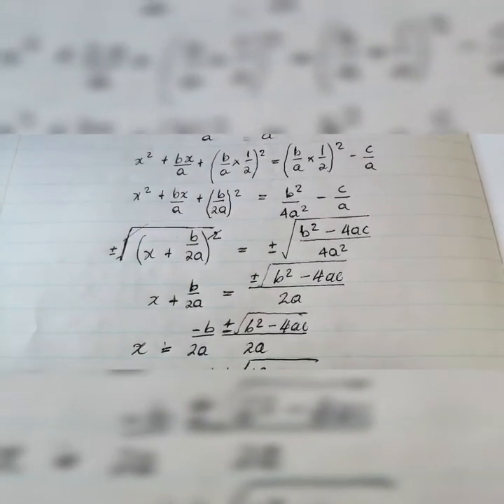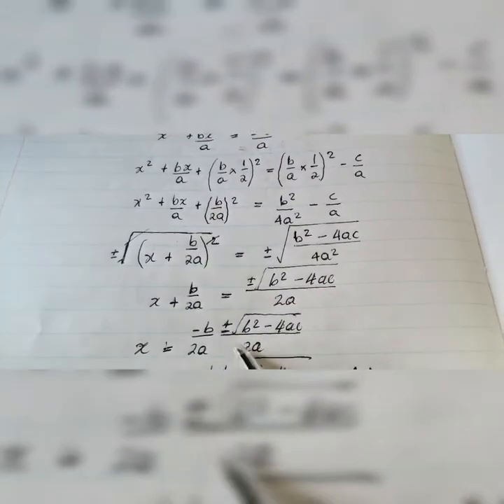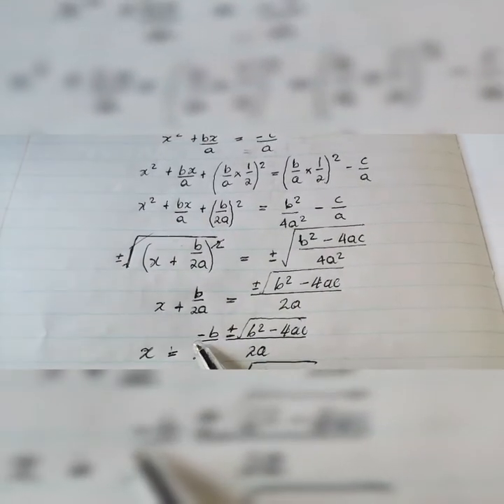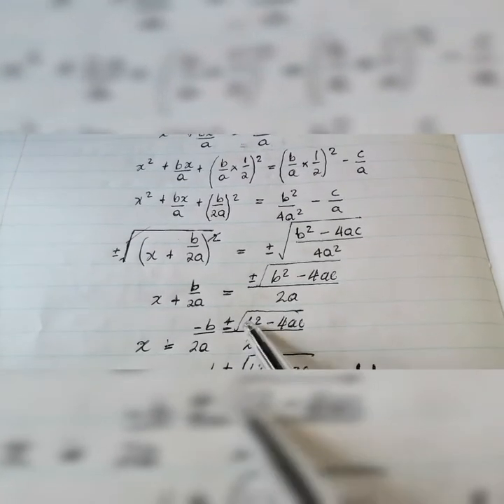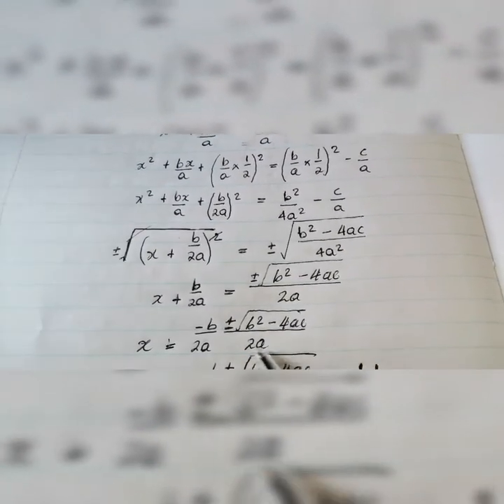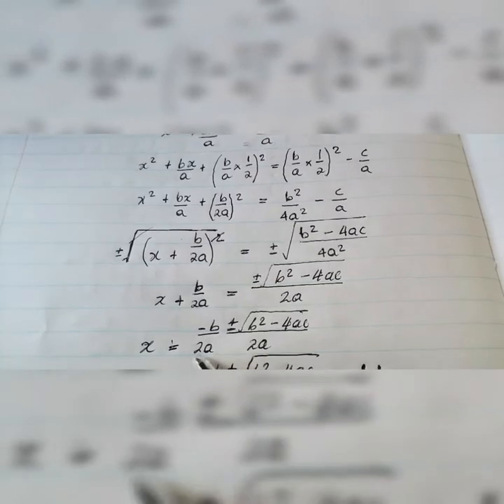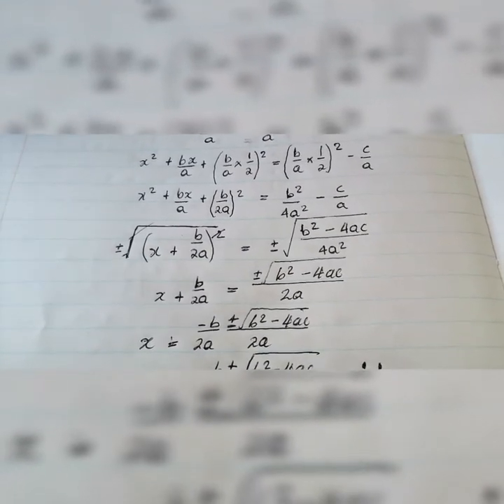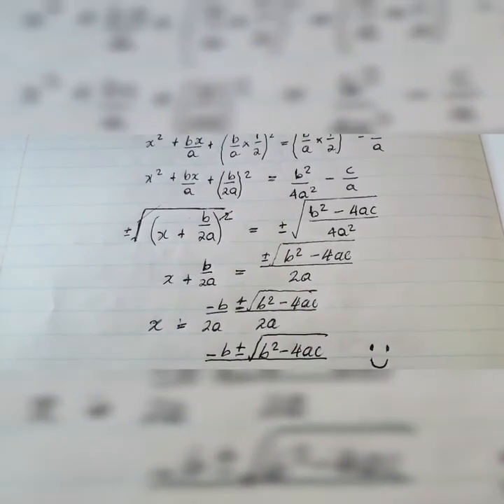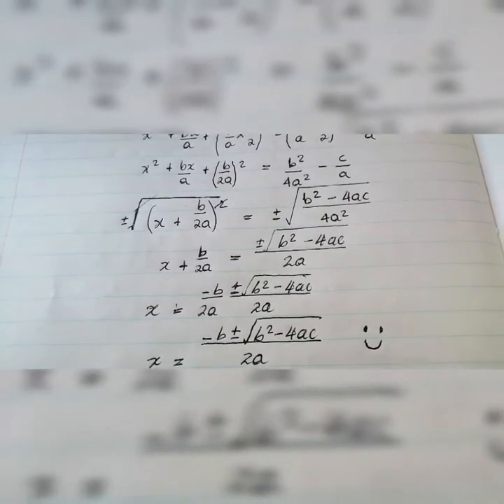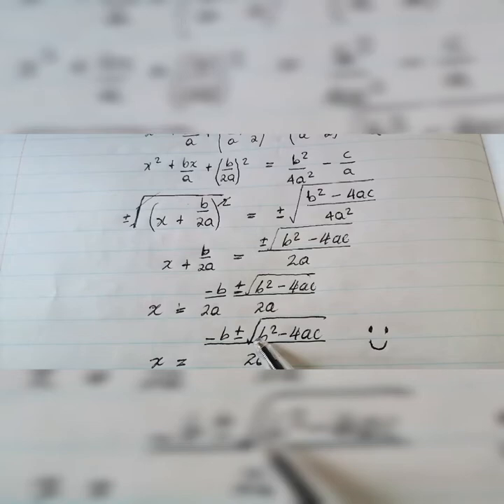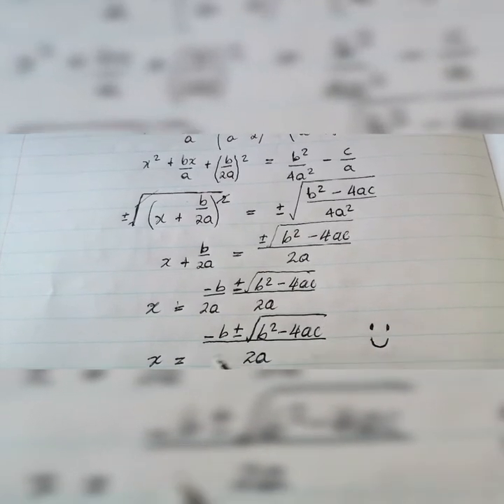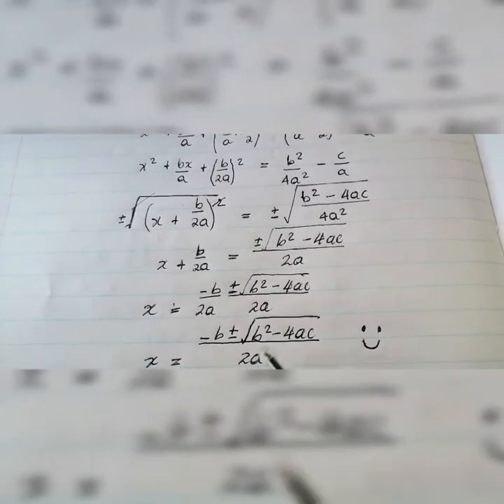So now we take this term to the other side. Then it's going to be negative b over 2a plus or minus square root of b squared minus 4ac over 2a. So these are both like terms, so you can add the numerators together, and we're left with x is equal to negative b plus or minus square root of b squared minus 4ac over 2a. Voila.